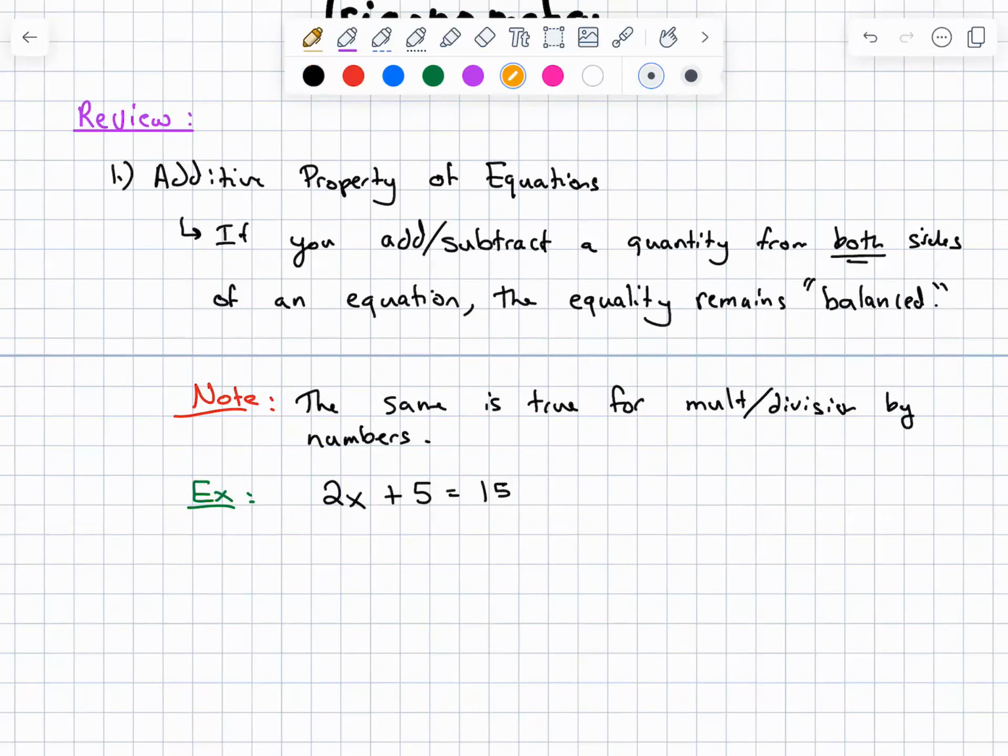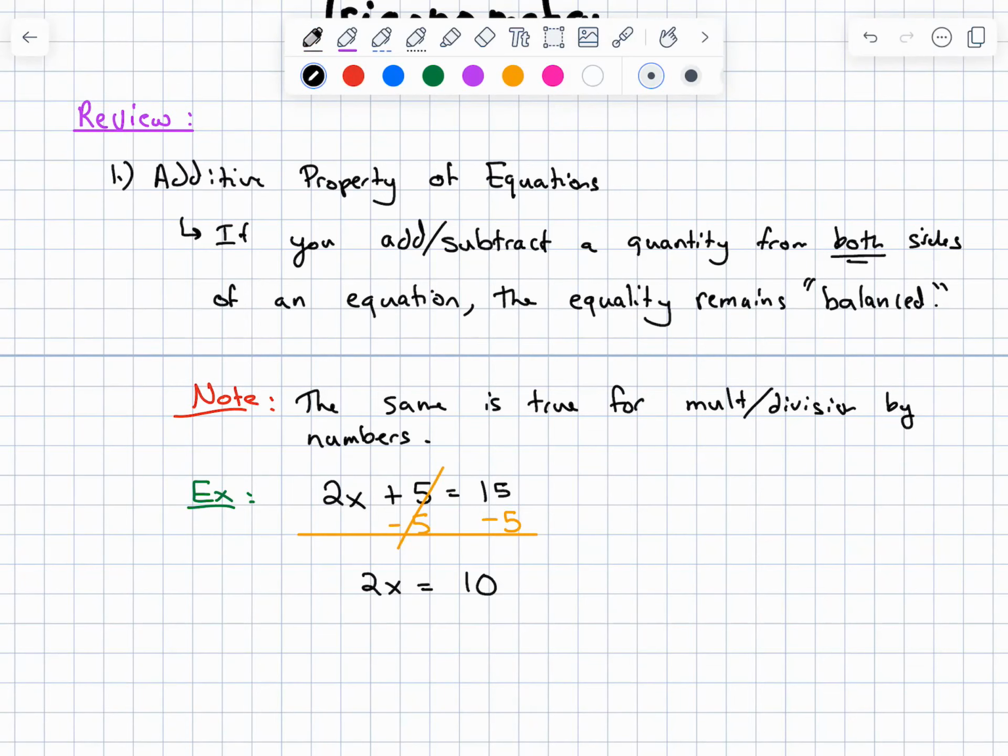So we want to get rid of that plus 5. In order to do that, we have to undo it. So if it's being added, we need to subtract it. So we're going to subtract 5 from both sides. And that'll cancel it on the left. And the equation will remain balanced because I've taken 5 pounds off both sides. So it doesn't change the balance. And so now we end up with 2x equals 10.